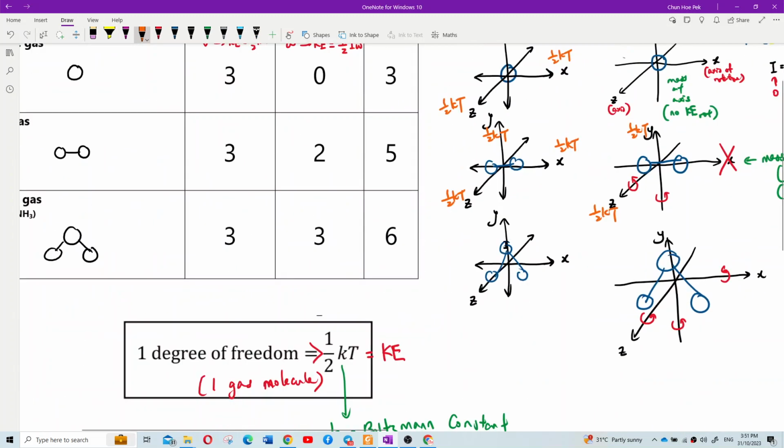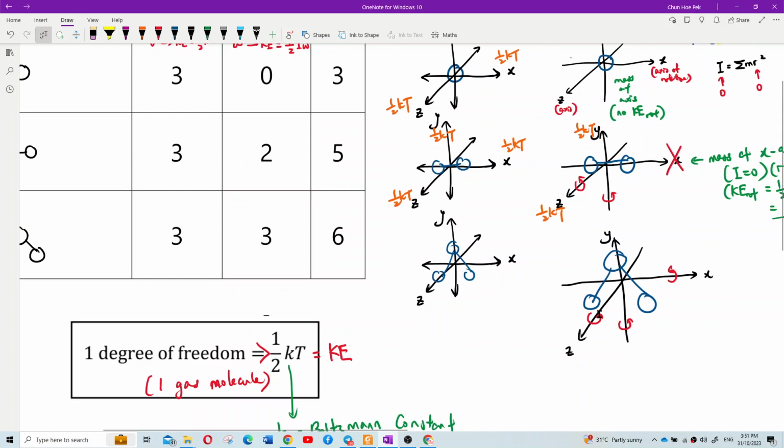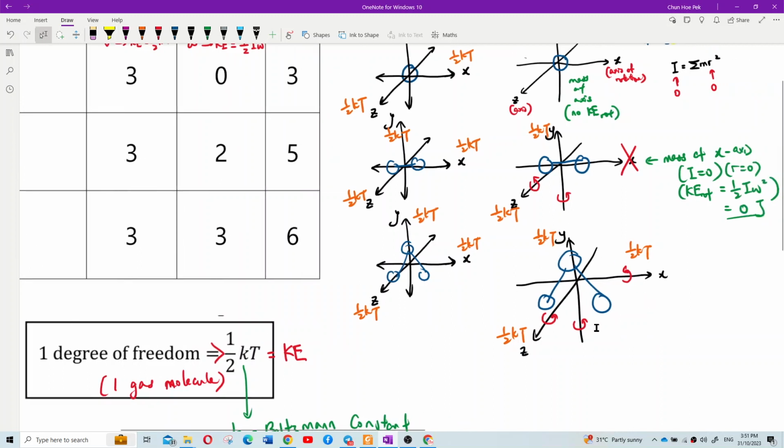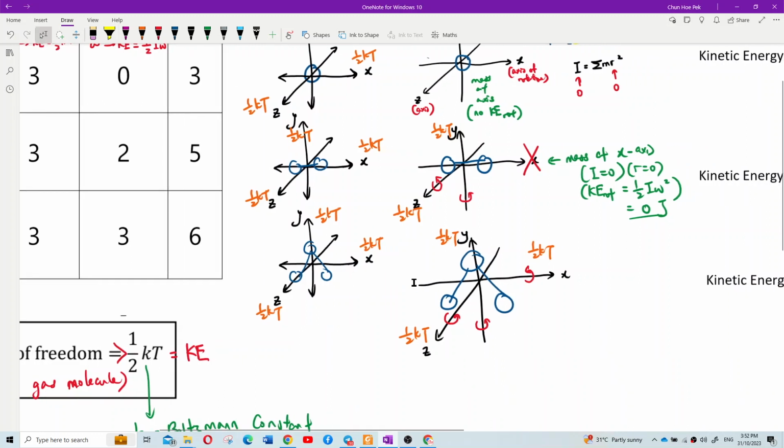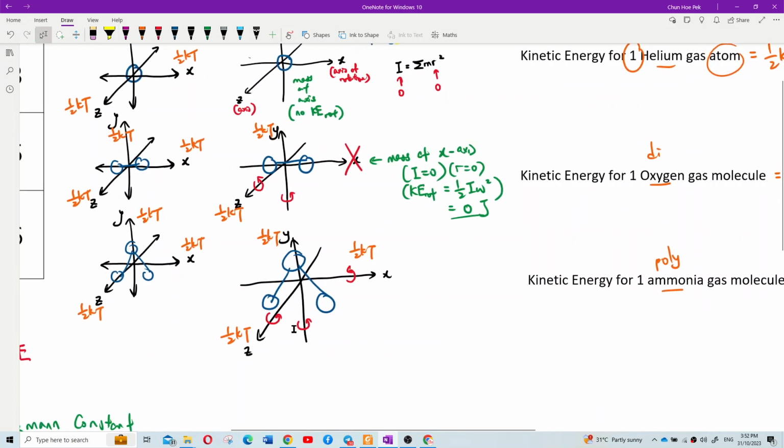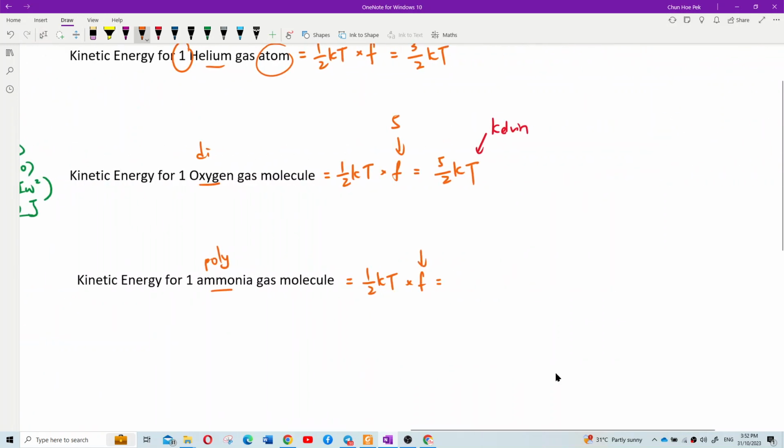It has 3 from translational and 3 from rotational. That means each of them has half kT. X here got half kT, Y got half kT, Z also got half kT. Rotating around the x-axis is also half kT, around the y-axis also half kT, around the z-axis also half kT. They all rotate randomly and move randomly. So how many? 1, 2, 3, 4, 5, 6. Multiply by 6. So the answer is 6 over 2 kT. Simplify, it becomes 3 kT.